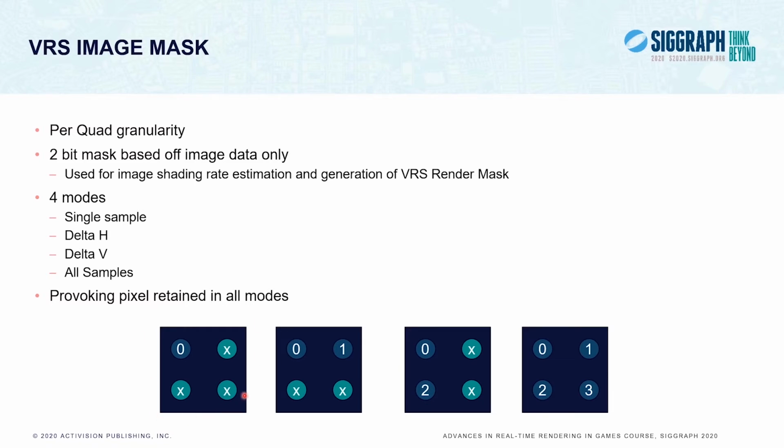Single sample mode, where the provoking pixel is the only one being rendered. The horizontal gradient one, when we detect there's more difference in the image on the horizontal axis, so we're rendering more subsamples on the horizontal axis. Same for the vertical axis. And finally, if the gradients are going in both directions, we render all subsamples. One thing that's very important for the performance of our reconstruction process is that the provoking pixel is always retained in all modes.